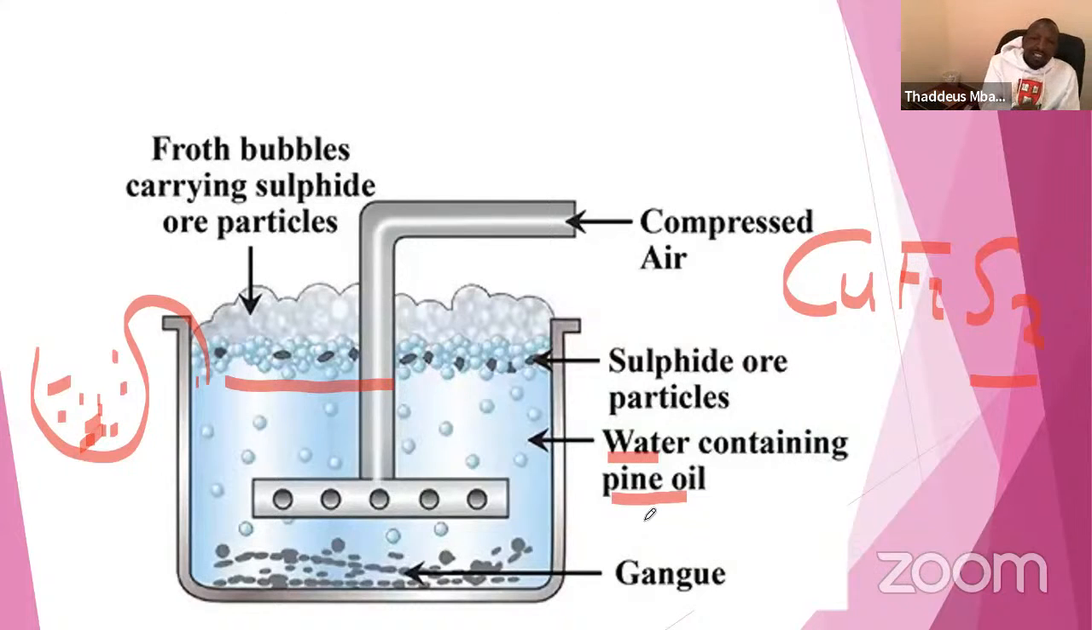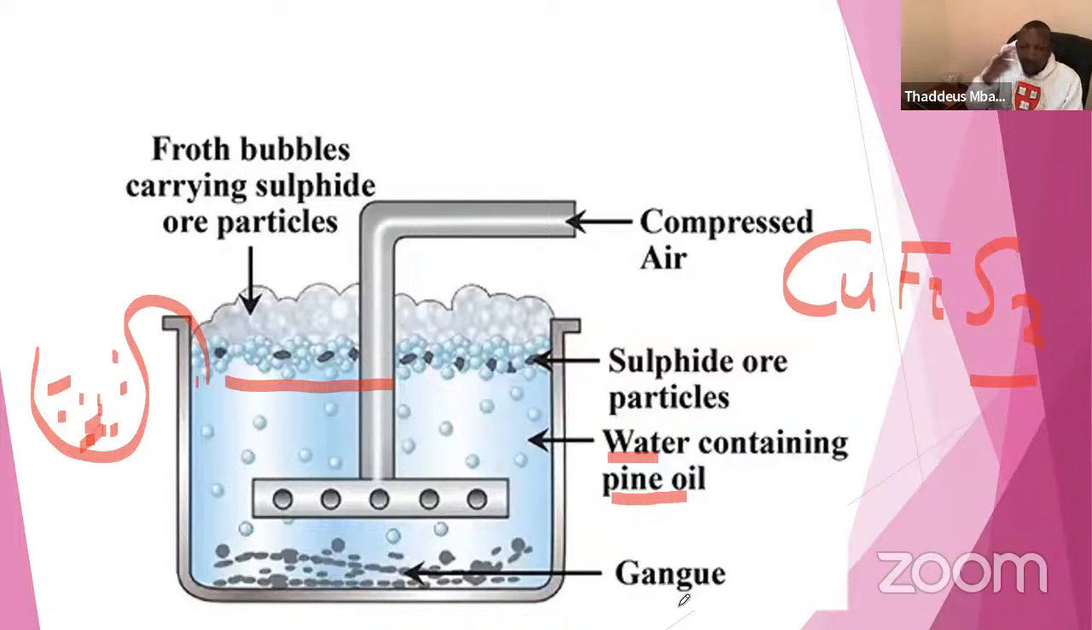Remember, anything that is surrounded by oil is a little bit less dense than water. So this will make sure that the sulfide ore will float. Are you getting the point? Then the other components of the ore will settle at the bottom as gangue. We can call it gangue or whatever, depending on where you have been taught, but we have the gangue here, which has settled at the bottom.